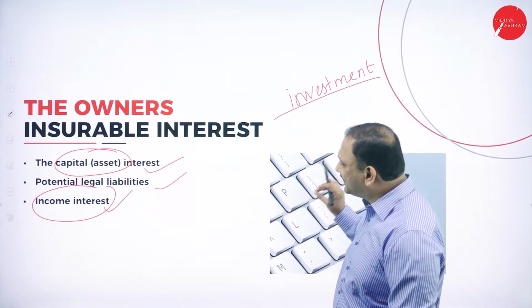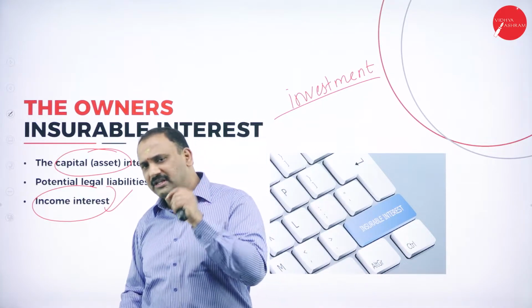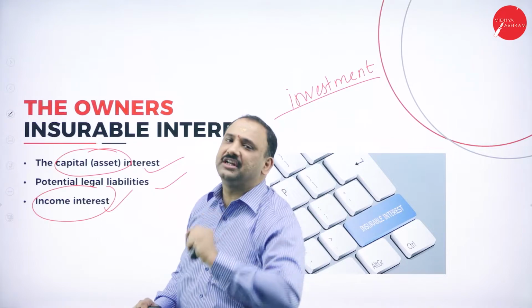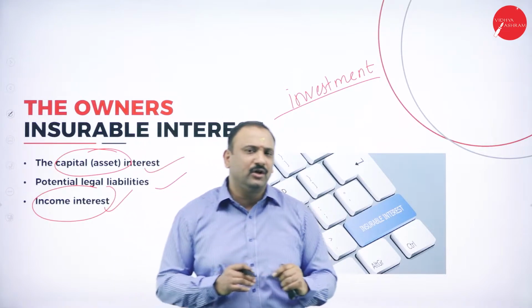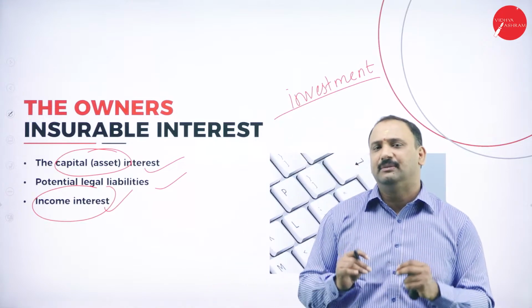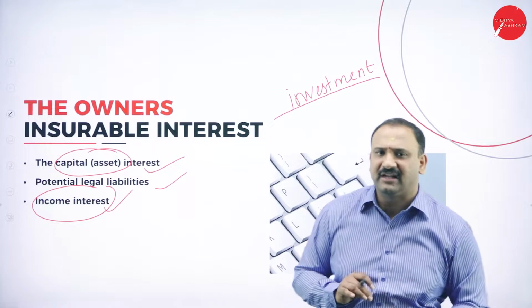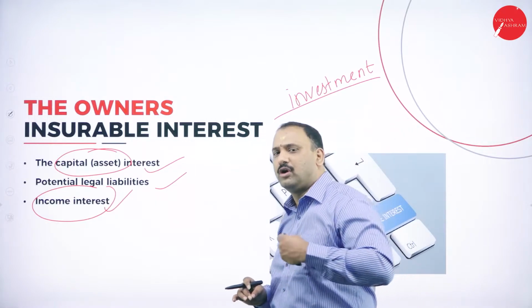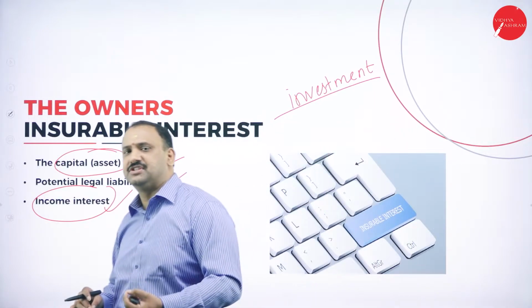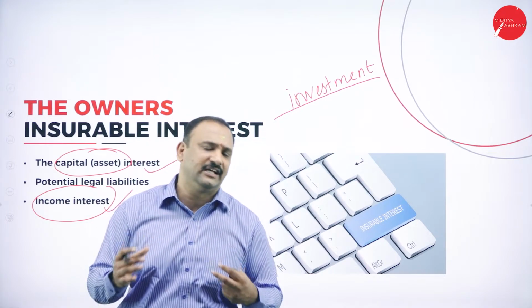Followed by the potential legal liabilities. Now, when I talk about the potential legal liabilities, what are all the legal factors associated with the hull policy, with the ship, the equipment, the machinery, and other factors? Suppose the ship is involved in some kind of transaction which is illegal, or the ship is trying to do something which is used for an illegal purpose.